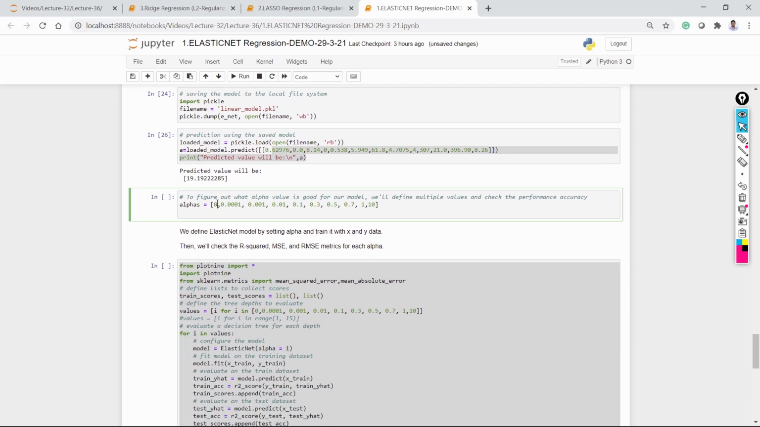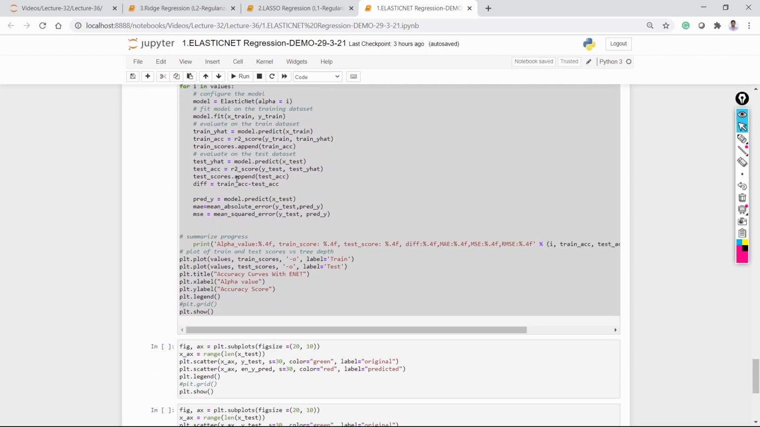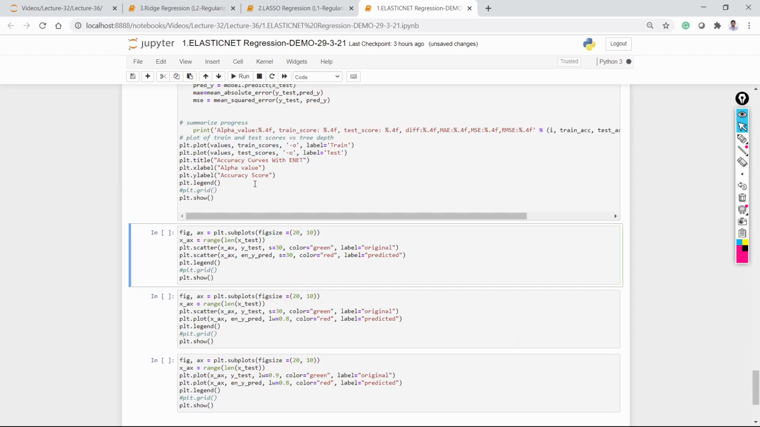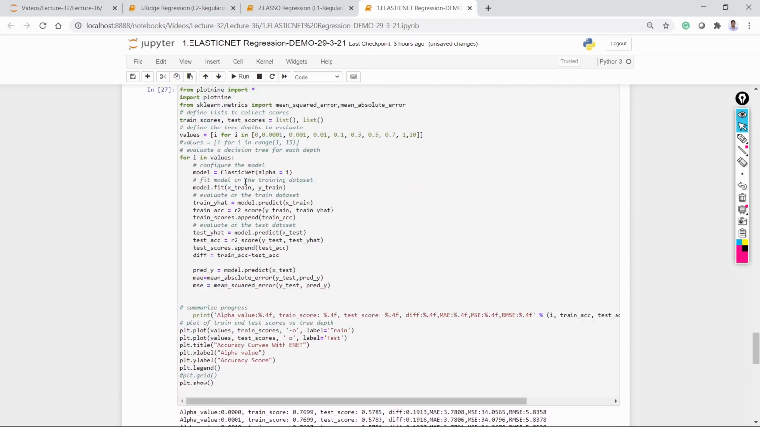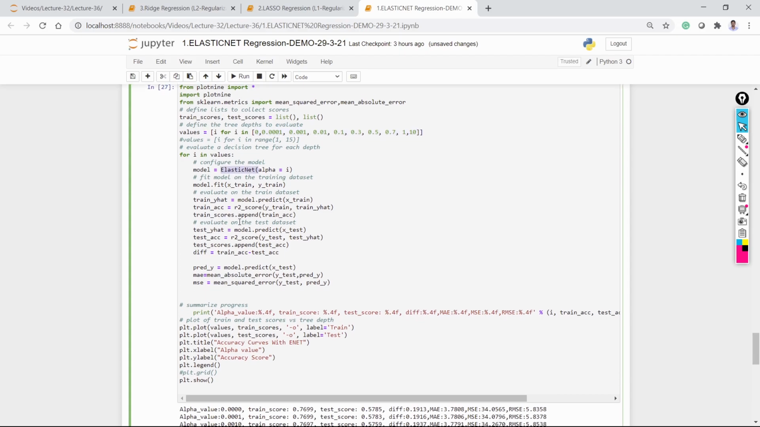Suppose you want to check the train score, test score and mean absolute error, mean square error, root mean square error at different alpha values. This is the code. If you execute this code, here I am passing the alpha values 0, 0.0001, 0.001, 0.01, 0.1, 0.3, 0.5, 0.7, 1, 10. These are the alpha values I am passing to the elastic net, my model.